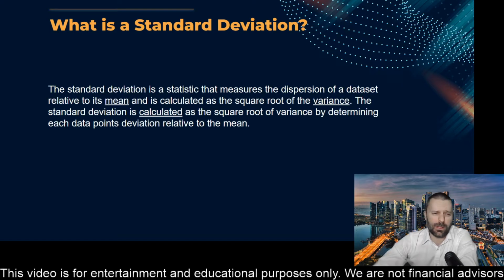What is standard deviation? The standard deviation is a statistic that measures the dispersion of a data set relative to its mean and is calculated as the square root of the variance. The standard deviation is calculated as the square root of variance by determining each data point's deviation relative to the mean. So this will help you to understand how far away from the mean or average that you actually are.